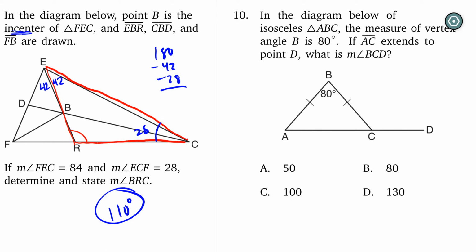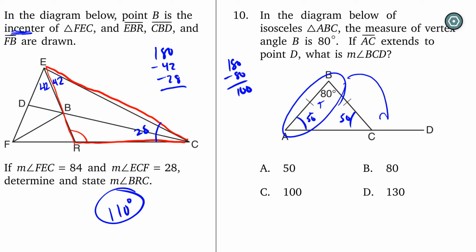Number 10, in the triangle, I have one angle. So if I subtract it away, I get 100. That one angle has to be split evenly over 2 congruent pieces, which each would be 50. To find the exterior angle, I would add these 2 together, and I would make 130 degrees.